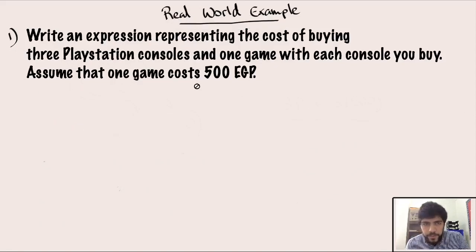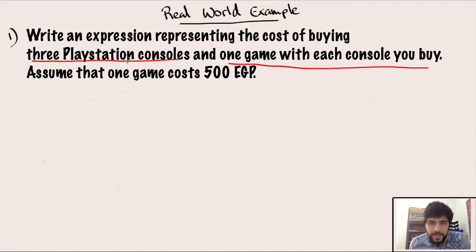So the first example I want to give you is this. Write an expression representing the cost of buying 3 PlayStation consoles and 1 game with each console you buy. So you're buying 3 PlayStation consoles and 1 game with each console you buy. Assume that 1 game costs £500. Okay, so let's break this problem down a little bit.